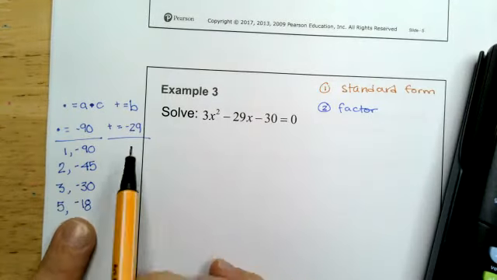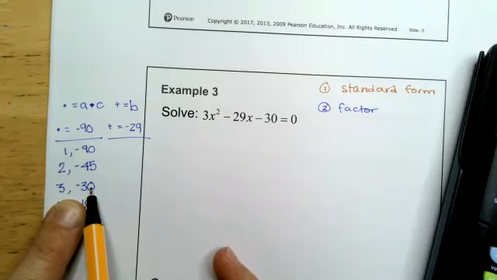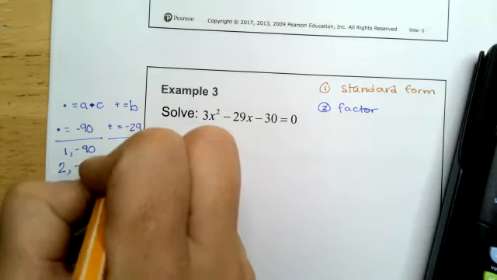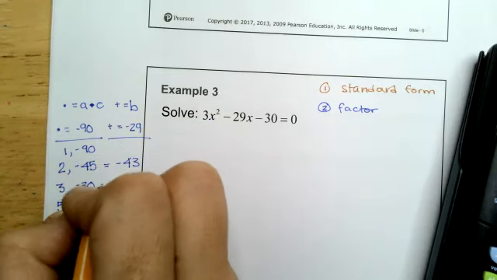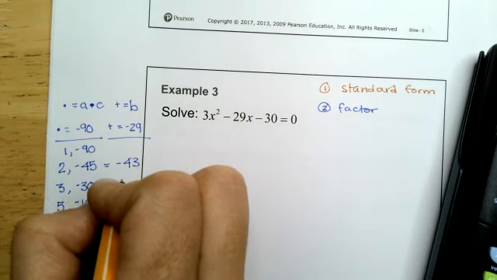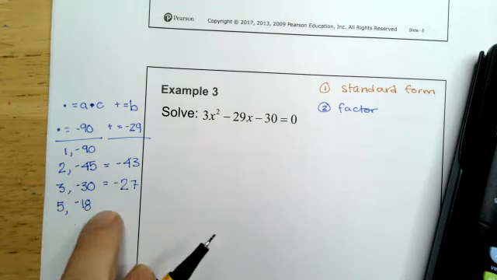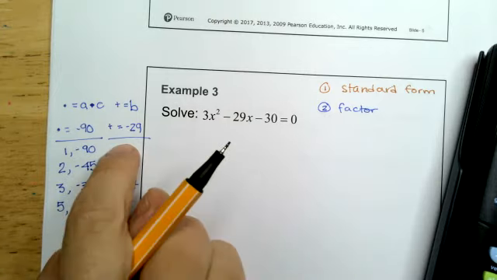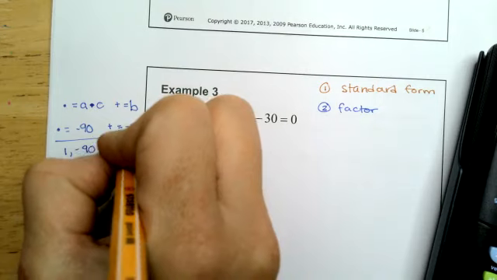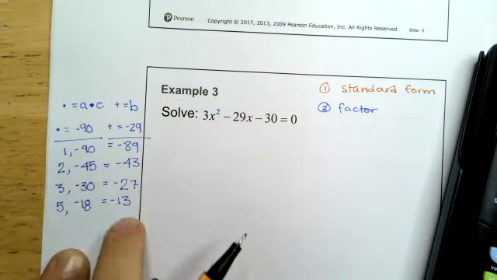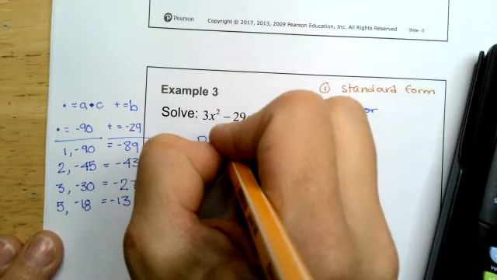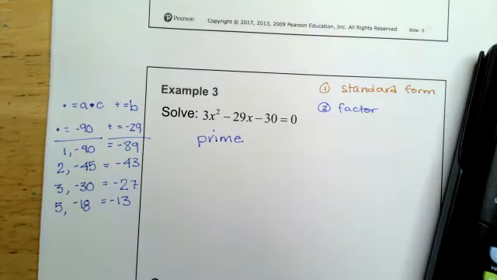And if you'll notice, now -30 was kind of as close as I got, right? -45 plus 2 becomes -43. -30 plus 3 becomes -27. And now I'm getting a smaller number, right? 18 minus 5 is just -13. And this one is -89, right? So I missed my window of -29. So we're just going to call this prime. I cannot factor this. I cannot solve this for x by factoring.